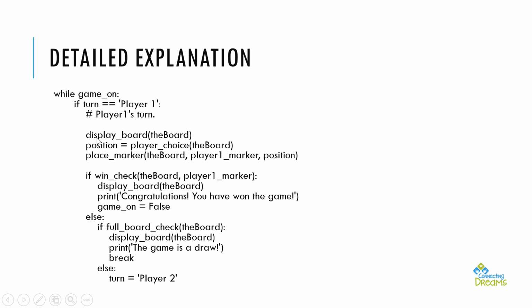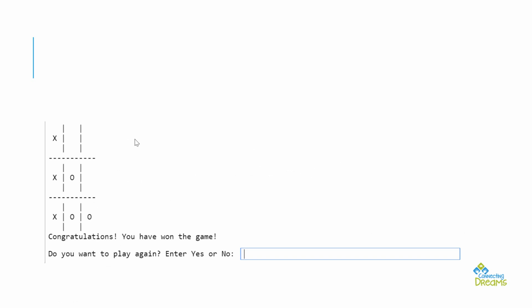In this section, let's assume that at this time it is the turn of player 1. So we call a function display_board and the_board. Remember, the_board variable is holding a list of 10 blank spaces. So it calls the display_board function. So let's see what this display_board is.